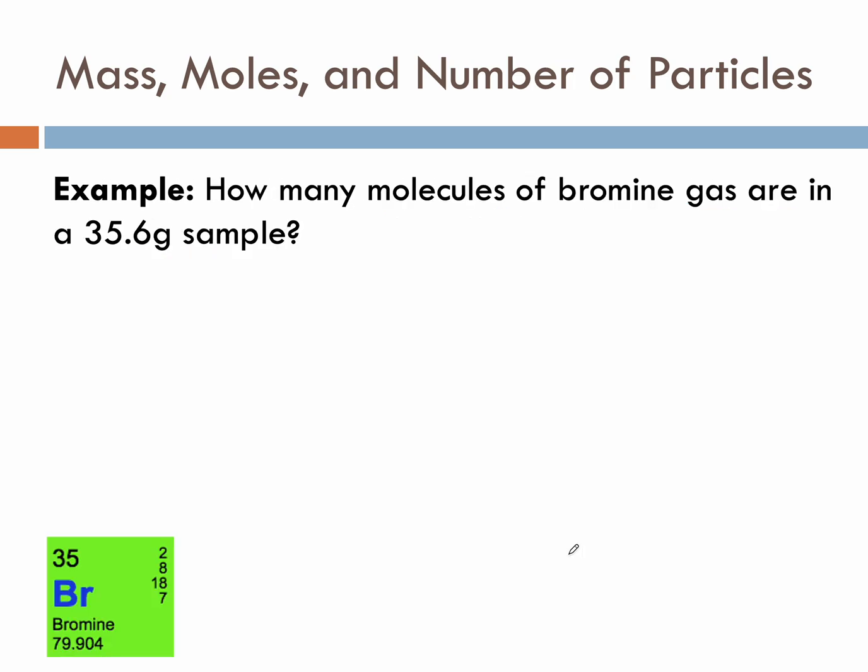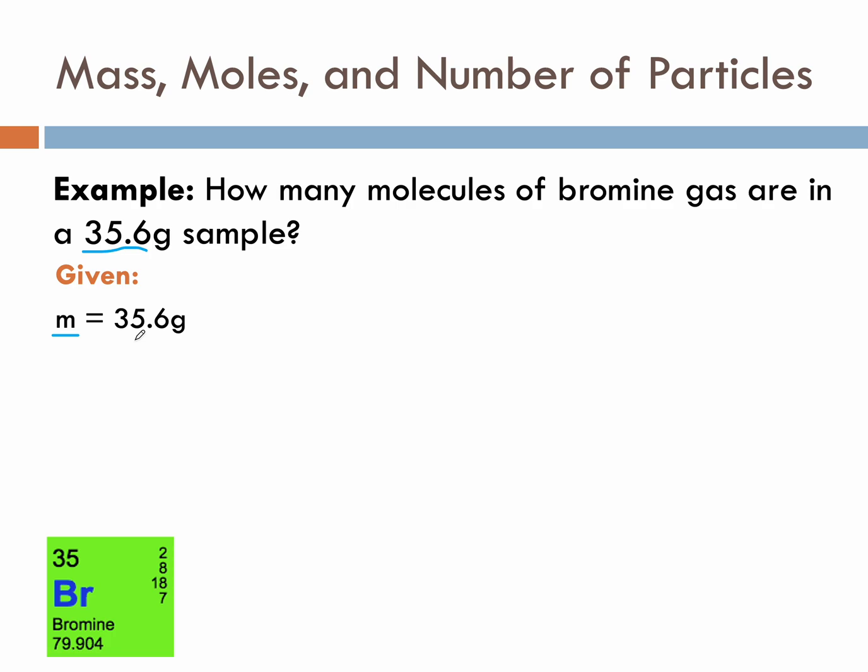Let's say you've got bromine gas and you have a 35.6 gram sample. We want to know how many molecules you have. So as always, we start out by writing down what are we given here. The information in the problem that's given is this 35.6 grams. That would be a mass. So we write down little m, the right symbol for mass, is equal to 35.6 grams.